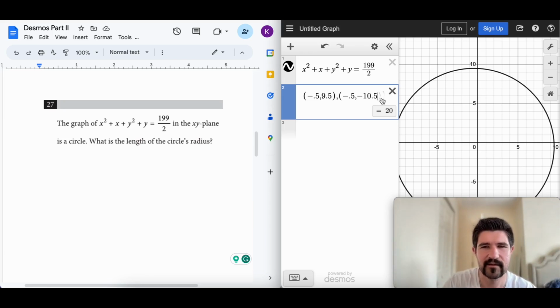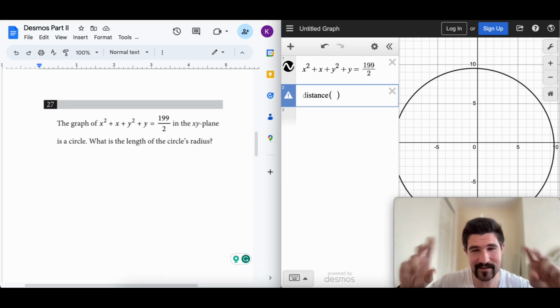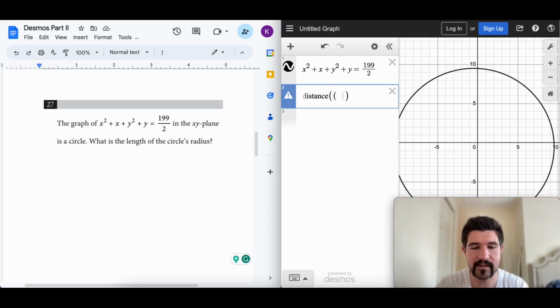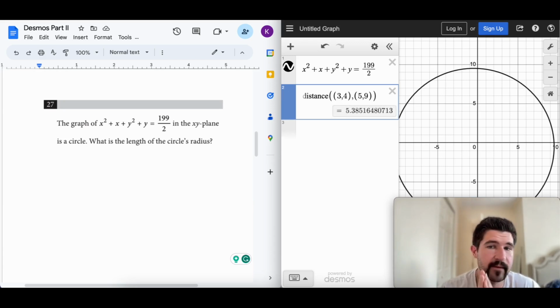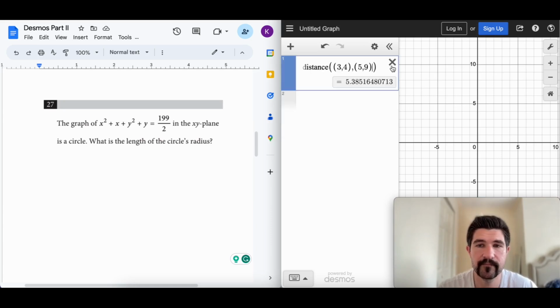Does that make sense? So let me show you again what I mean. I could take out these points that we used, and within the distance formula in Desmos, I could type in 2 other points in parentheses. Let's say 3, 4, and then maybe 5, 9. Okay, I picked random points and they have a decimal distance. But that's how you would do the distance in Desmos. Okay, that's another good use of the calculator.